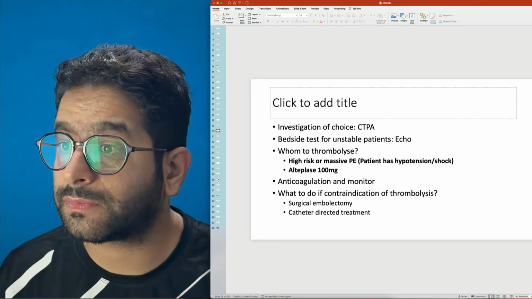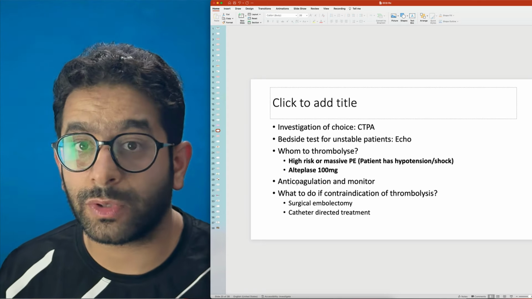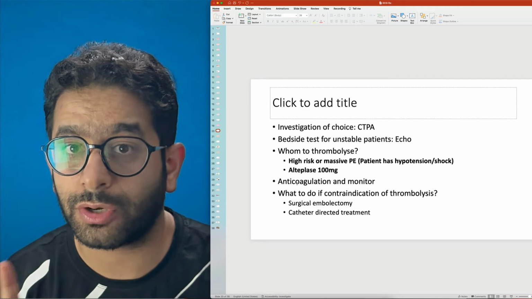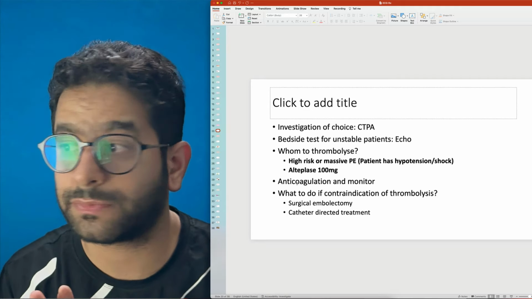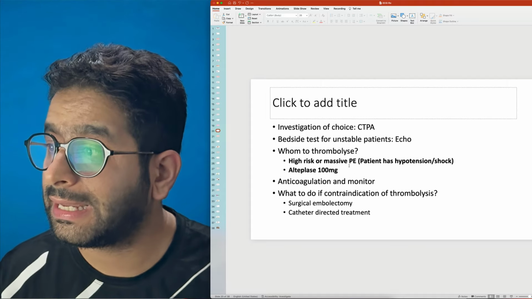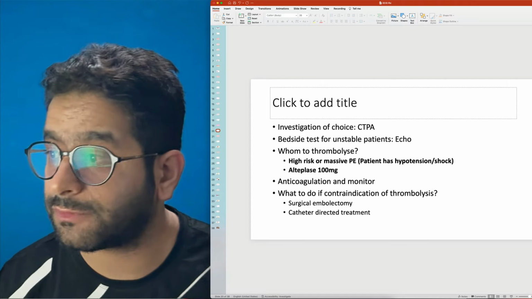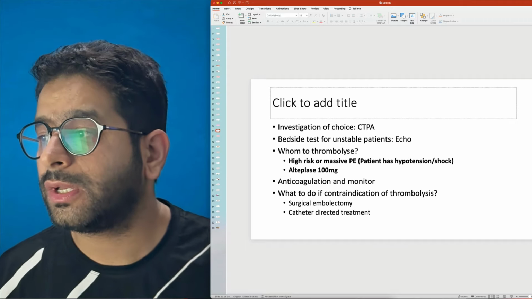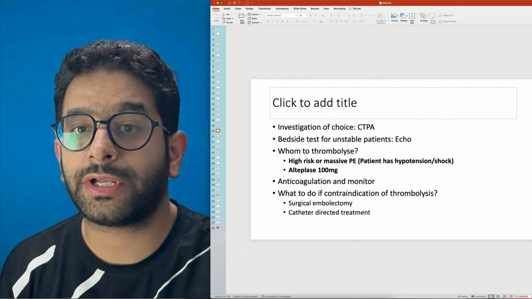Remember, anticoagulation, everyone. See, not everyone needs thrombolysis, but everyone gets anticoagulation. Okay, you look for the precipitating cause, and that determines the duration of anticoagulation. And what do you do in patients in whom there's contraindication for thrombolysis?